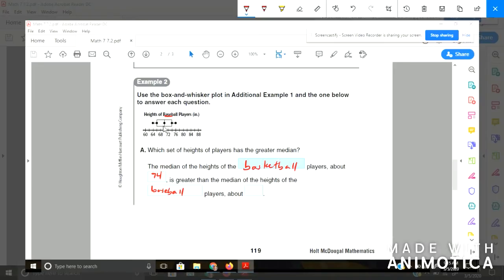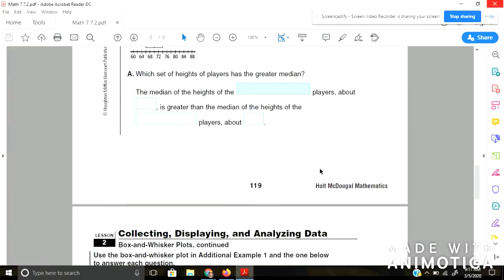And the median of the height of the baseball players is at 70. Okay, so the median height of the basketball players is 74. That was from the first example that we found. And then in this height of the baseball players box and whisker plot, it's about 70. Right, so the median height of the basketball players is greater.